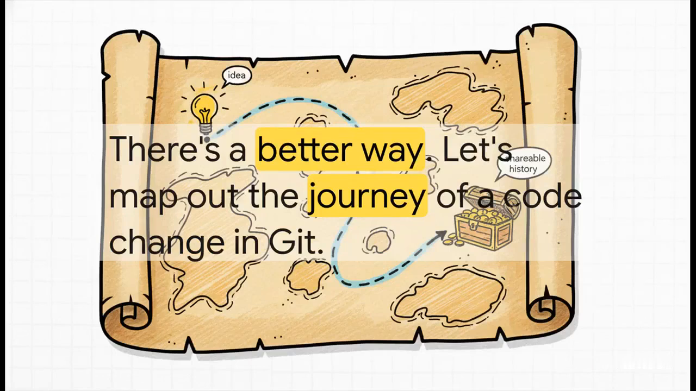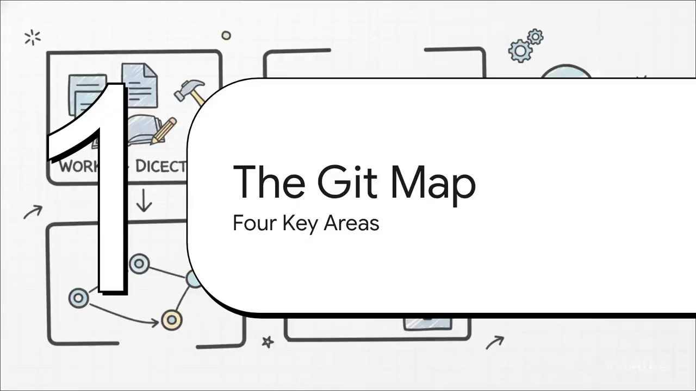So let's try something. Instead of thinking about Git as this big, scary list of commands, I want you to picture it as a map. It gives you a clear, structured path for every single change you make. It's a journey that takes your work from just an idea on your machine to a permanent, safe, and shareable piece of your project's history. And you know what the best part about this map is? It only has 4 main places to visit.